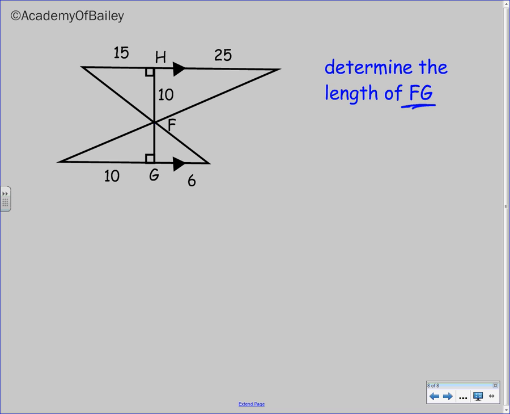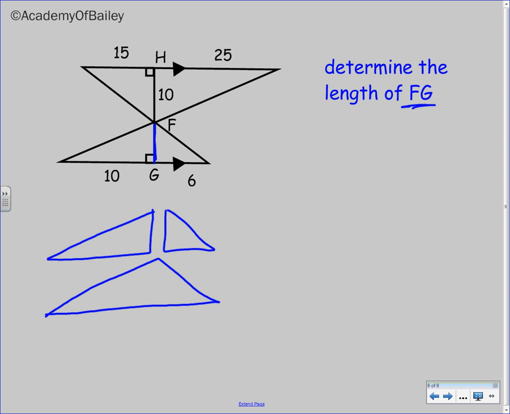FG is part of that triangle right there. Now, there's three triangles we have to look at with FG. There's this right triangle, there's also this smaller right triangle, but then there's also this larger, I'm going to say scalene. It looks scalene. So there's three triangles right there that FG is a part of.